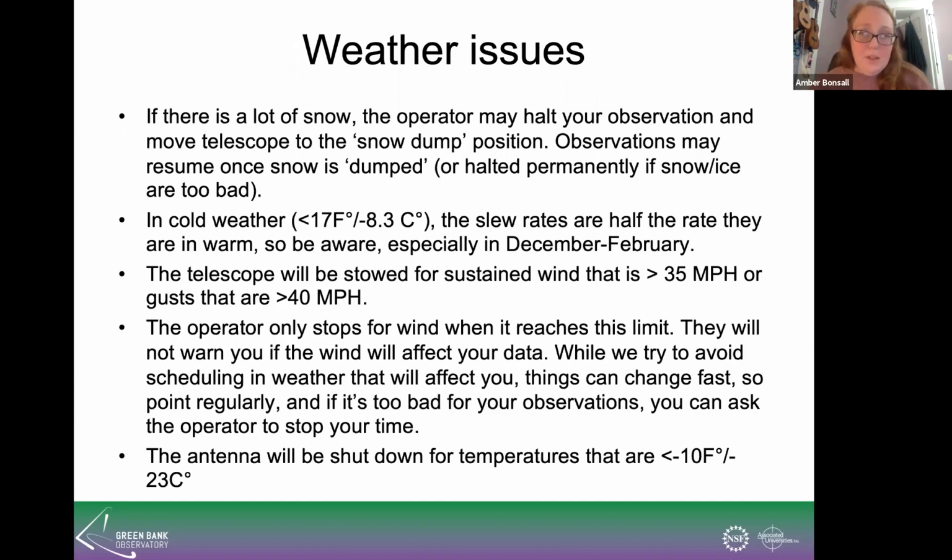Weather issues. These are more operator-related things.